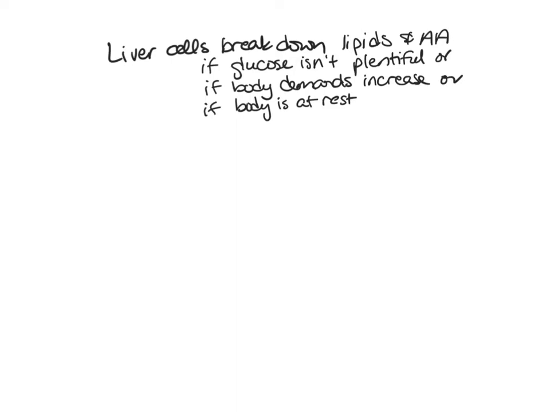Again, the liver cells want to break down glucose because glucose is easy and they're going to be able to break it down much faster. But if glucose isn't available, then the liver cells are going to break down lipids and amino acids for energy. So the liver will break down lipids and amino acids if glucose isn't plentiful, or if the body demands increase and there's not enough glucose for the body demands, or if the body is at rest. When lipids are broken down, they form ketone bodies.